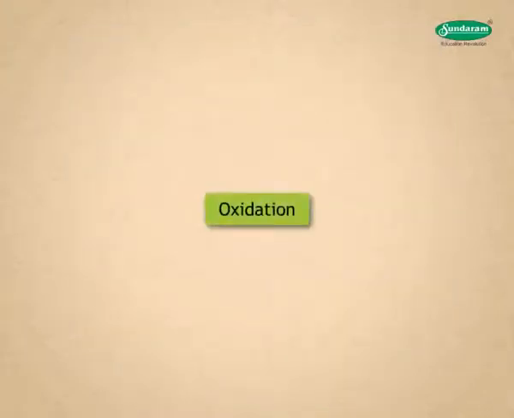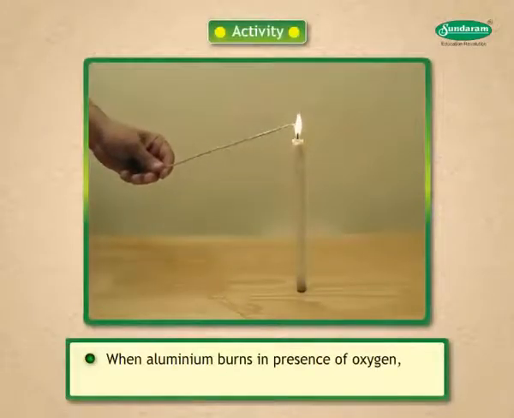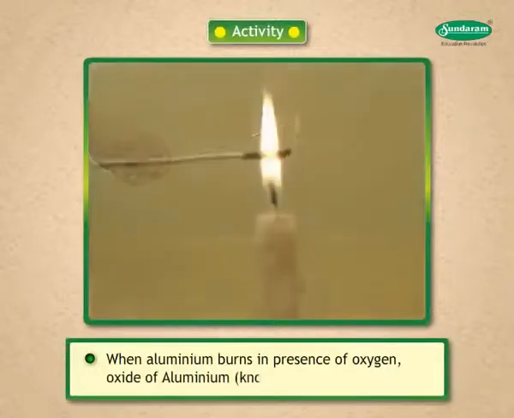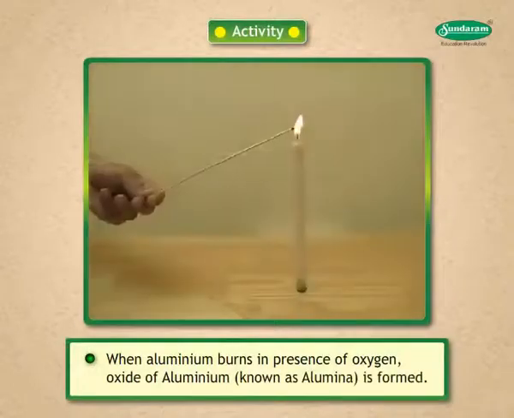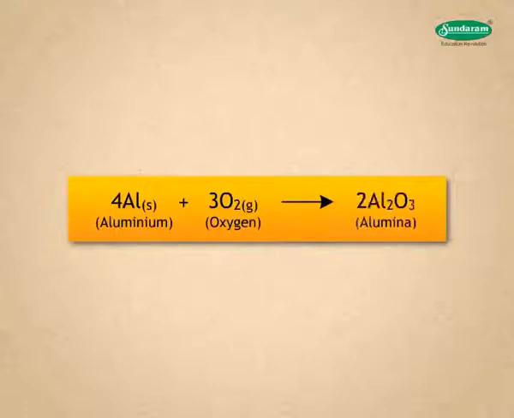Let us see two reactions to understand oxidation. When aluminium burns in presence of oxygen, oxide of aluminium, known as alumina, is formed. 4Al solid plus 3O2 gas gives 2Al2O3.